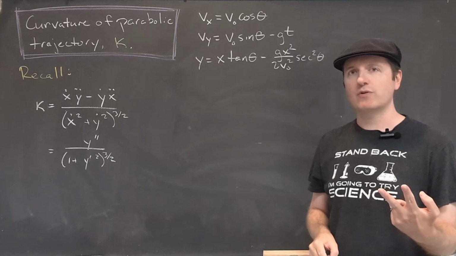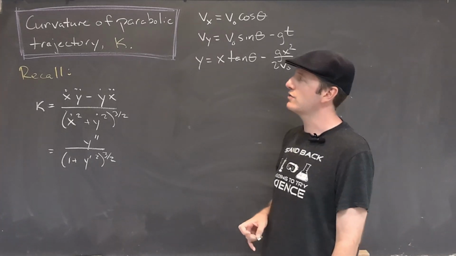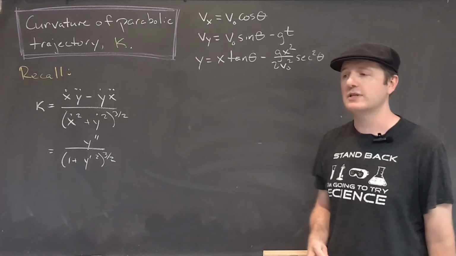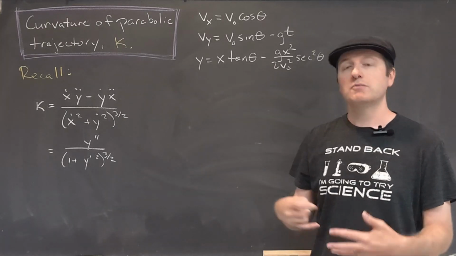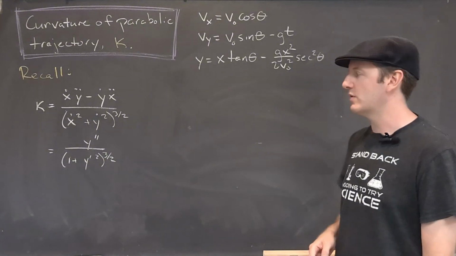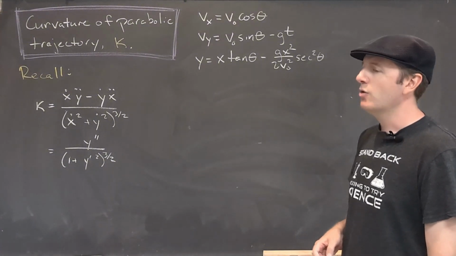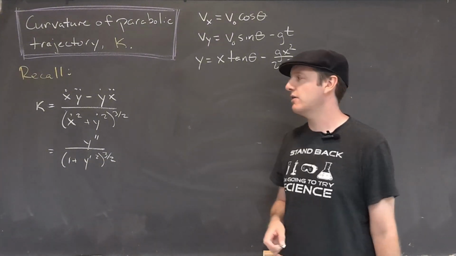So I want to know this in two different ways. I want to calculate the curvature as a function of time as it flies through the air. And I also want to calculate the curvature as a function of x, of distance along the horizontal direction. We will need a couple facts from calculus.